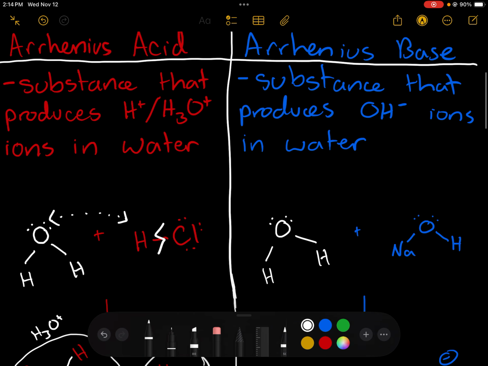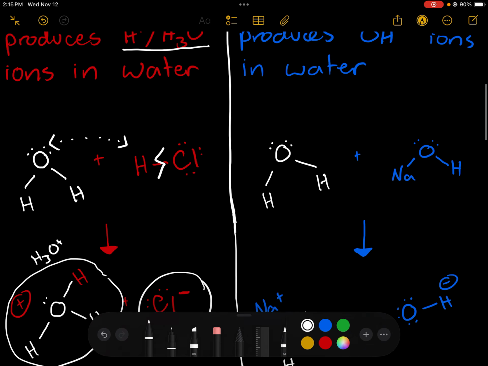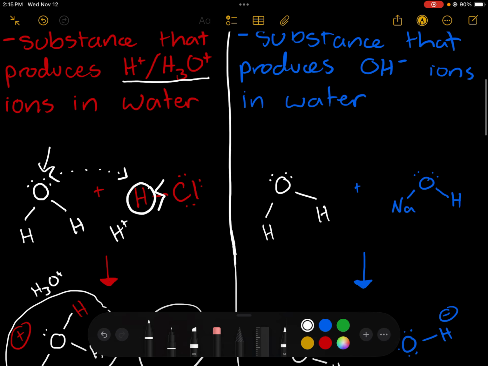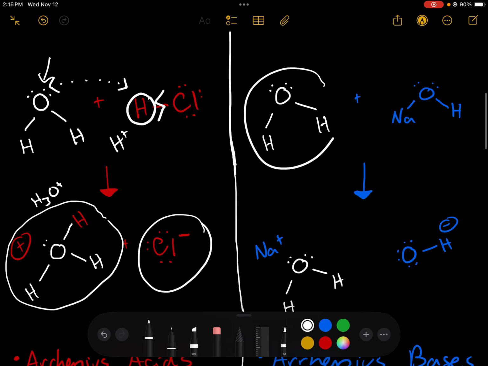And that's why I said up here that substance produces either H plus or H3O plus, because you can kind of think of both of those things as the same entity, since the H that's breaking off here is an H plus for a second, and then once it attaches over here to the water, it creates an H3O plus molecule.